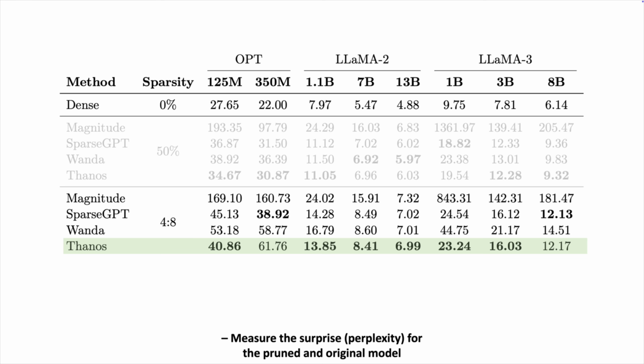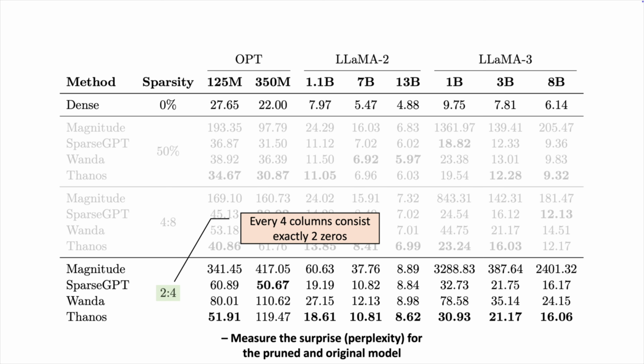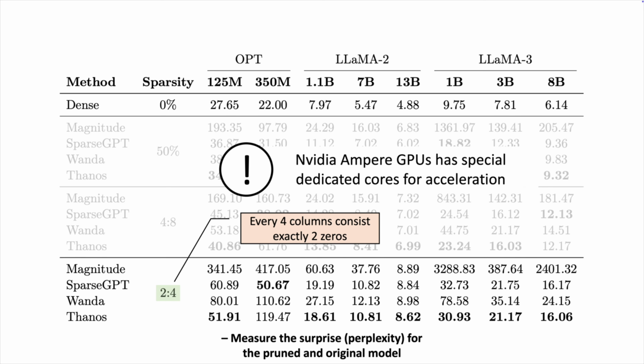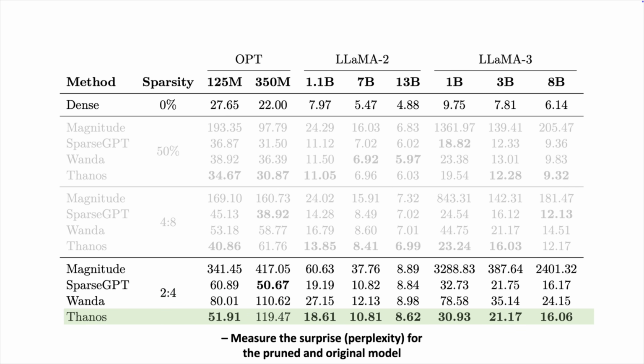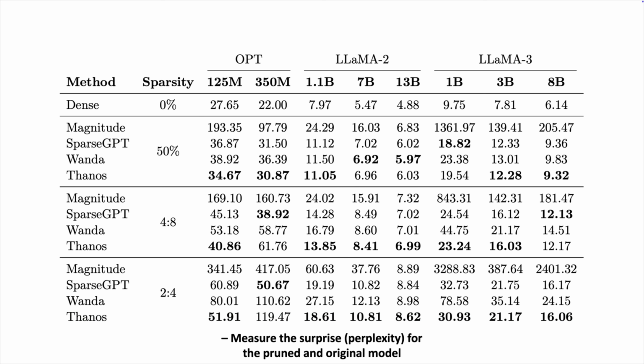The 2-to-4 pattern is even more important in practice. NVIDIA Ampere GPUs provide optimized core support for this specific format. Here, Tanos achieved the best perplexity in 7 of the 8 configurations. The overall picture is therefore nuanced but consistent. For unstructured sparsity, our method is competitive and produces the best result in several models. For the regular structured patterns, Tanos wins most of the configurations.